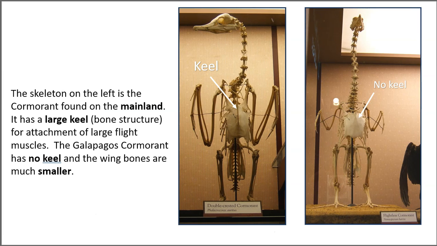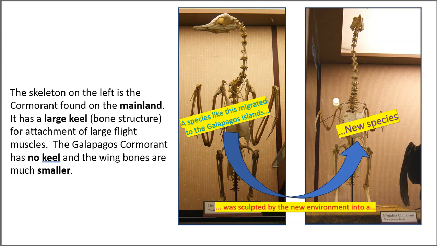If we look at the skeleton structure, the bird on the left here, this is the mainland cormorant. It is a powerful flyer. It's got a large keel. That's a part of the bone here for the attachment of large flight muscles. Notice the Galapagos cormorant has no keel, really, and the wing bones are much smaller. So we can definitely see a significant difference in the skeletal structure between these two species.